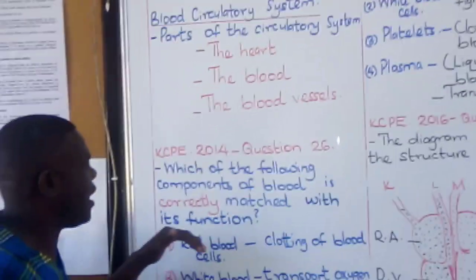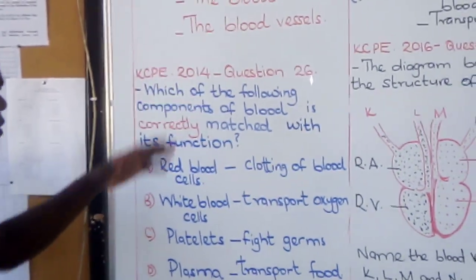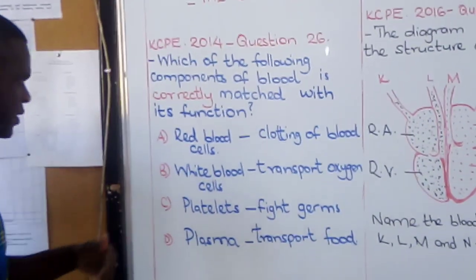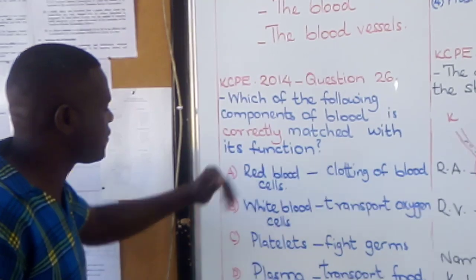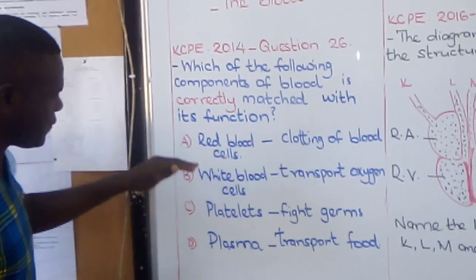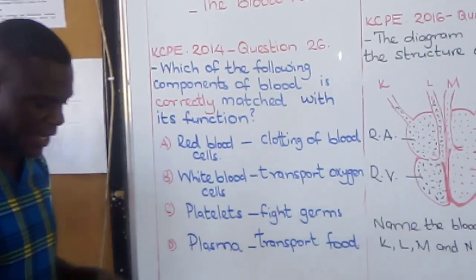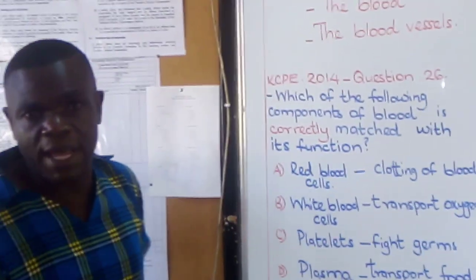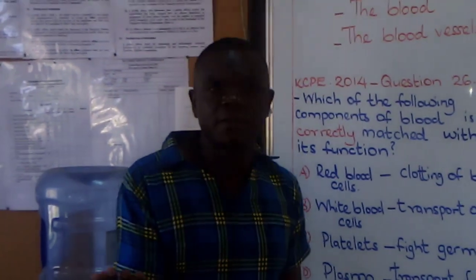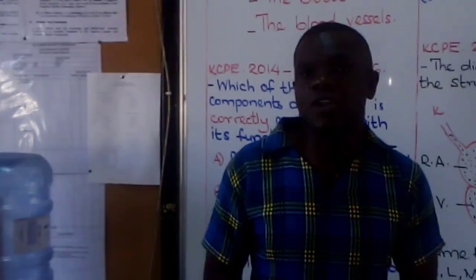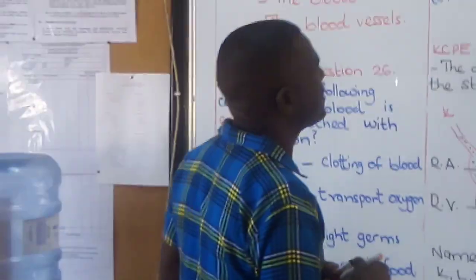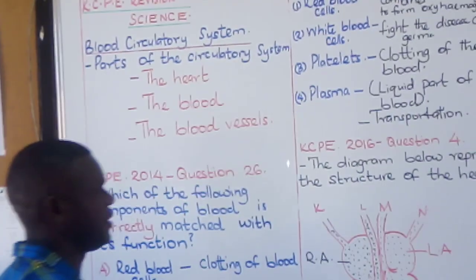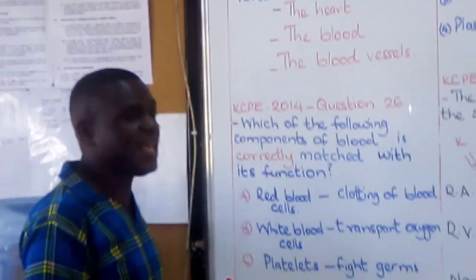and their functions, we can now answer question number 26 of KCPE 2014. Which of the following components of blood is correctly marked with its function? Choice A says red blood cells, clotting of the blood. Boys and girls, which component of blood helps in the clotting of blood? It is the platelets. Correct. So choice A is eliminated.